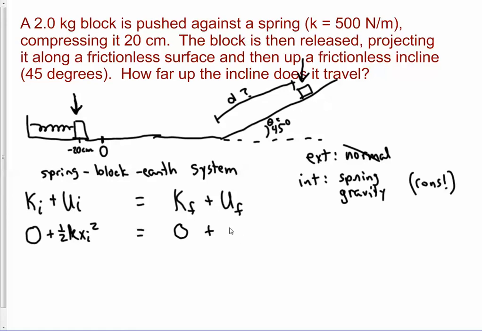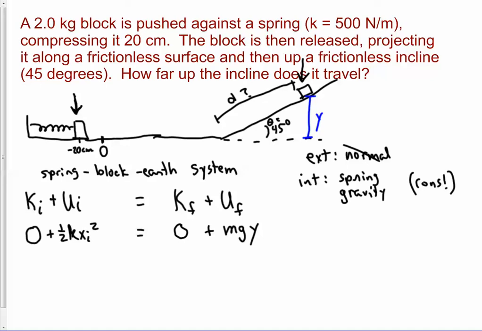So that'll be mgy. That's the formula for gravitational potential energy. Now, we have to be careful here. Y is literally the elevation, not the distance it traveled. So we'll have to translate y into d, doing a little triangle thing at the very end. But that'll just be some quick math at the end.